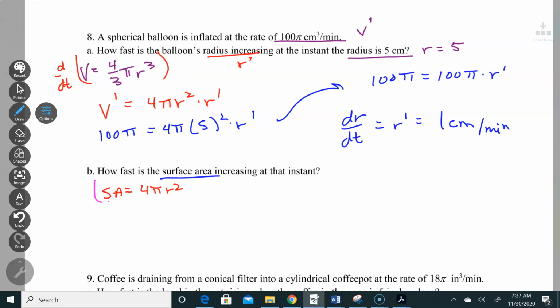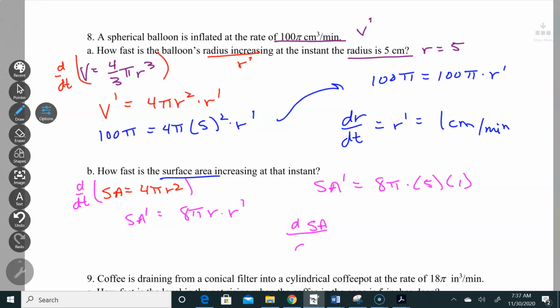So my surface area equation, surface area of a sphere, is 4 pi r squared. If I take its derivative, SA prime is equal to 8 pi r times r prime, or SA prime is equal to 8 pi times my radius, which is equal to 5. I just figured out my r prime was 1. So my rate of change of my surface area, or my SA prime, is equal to 40 pi centimeters squared per minute.